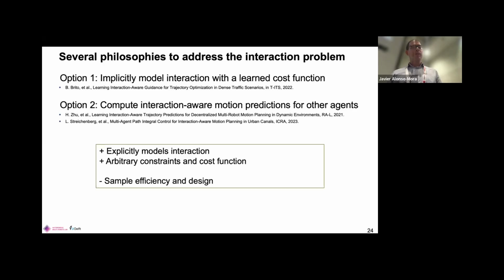And the nice thing is that now we explicitly model interaction because we have the interaction in the cost function, and we are computing predictions for all other agents in the environment, and then adding those as constraints in our optimization problem, right? You have some challenges there, like sample efficiency and design, and also that we are only computing one trajectory. So that's the next one that I will address.